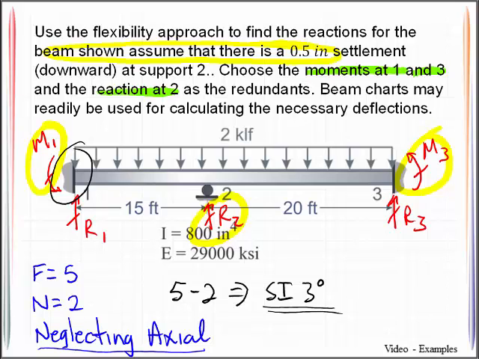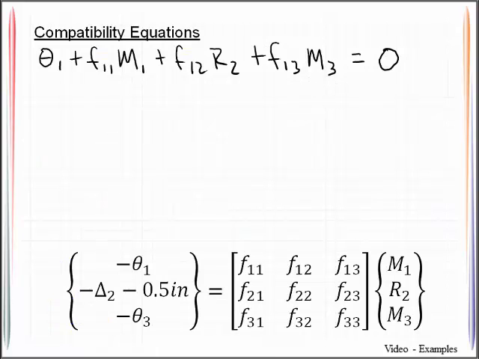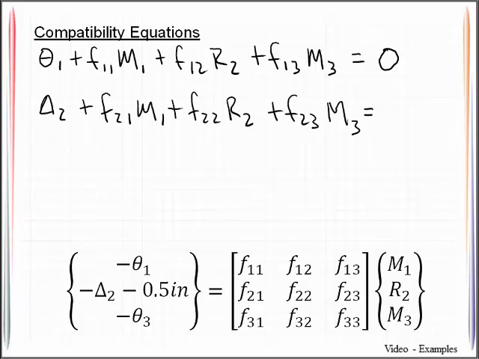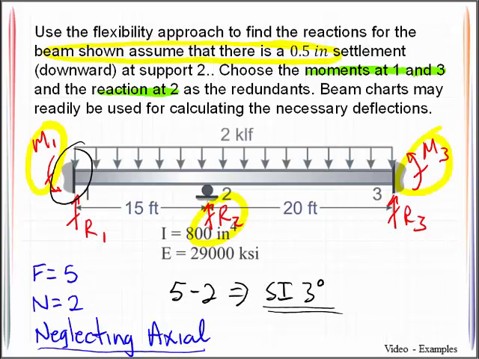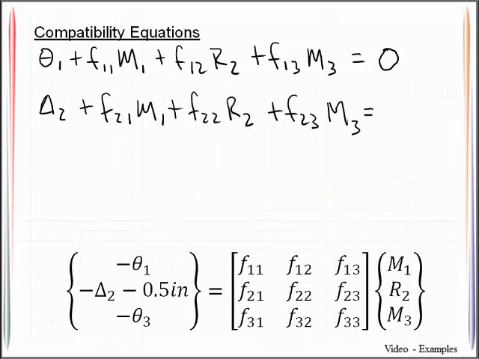Now for summing up the displacements at point 2, all of that is equal to the quantity that we know for this particular location. Under normal circumstances, we know that that displacement would be 0, but in this particular situation, there's an actual settlement that occurs at that location. So the compatibility equation must acknowledge that and indicate that we are moving in a downward direction of 0.5 inches. So that's negative 0.5 inches.